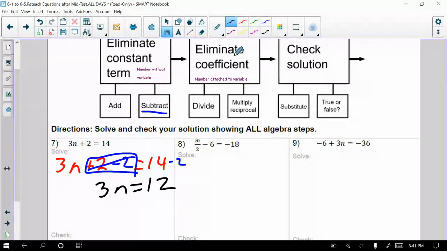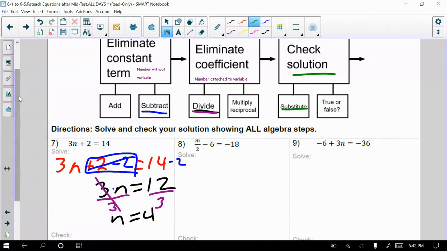Go to your next step, eliminate the coefficient. Well, this is multiplication. The opposite of multiplication is division. Okay, so I'm going to divide. I'm going to show division with a fraction type to cancel them out. So then I have my solution of n equals 4. Now I'm going to go in and check my solution. Substitute it into your equation.